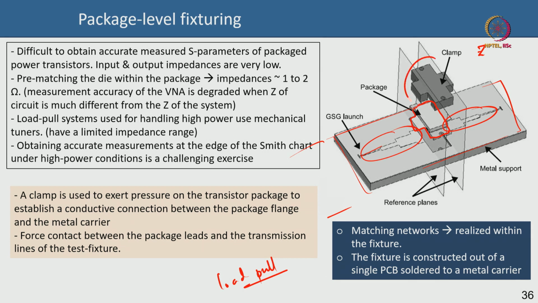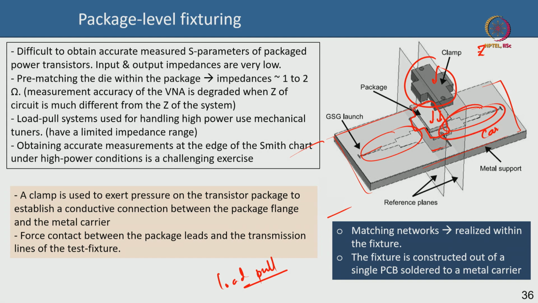You can see this clamp here. This clamp is going to pressurize this device so that it forms a very good connection to the flange and the carrier. This is the carrier. You want to form a very good metallic connection there, so it puts a pressure so that there is no gap or vacuum there, okay.